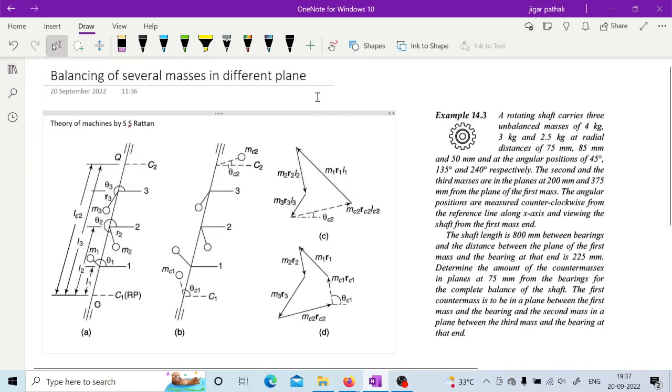So that is there in this particular case of balancing of several masses in different planes.